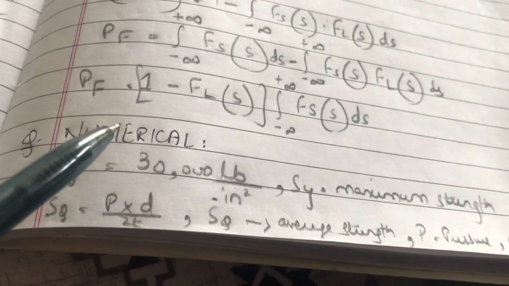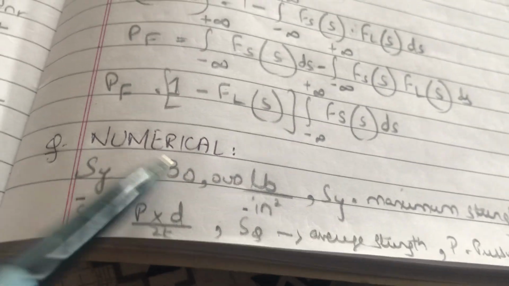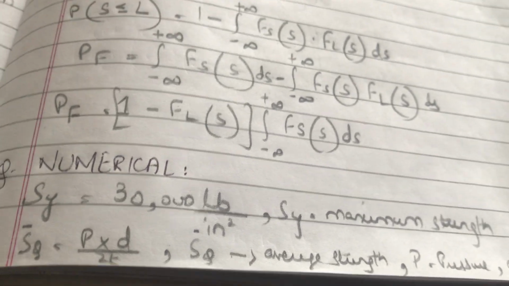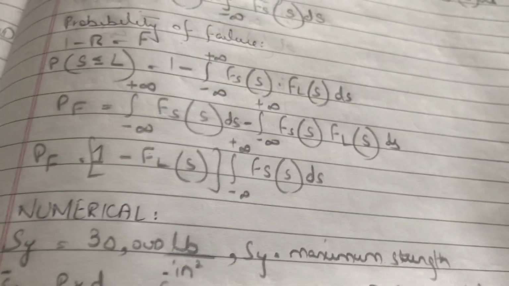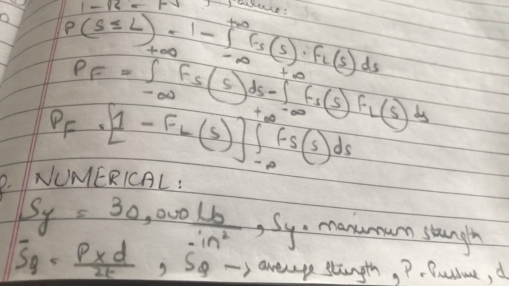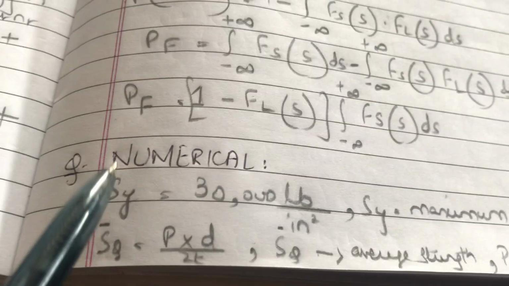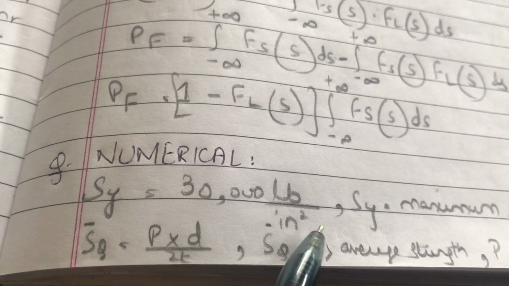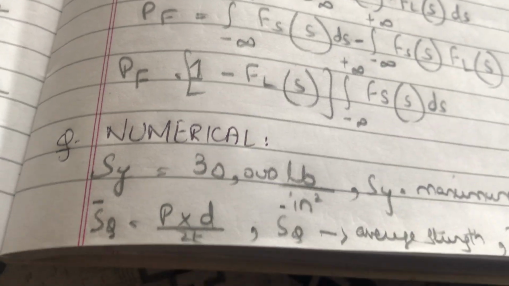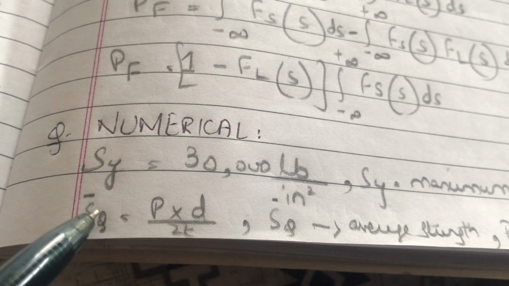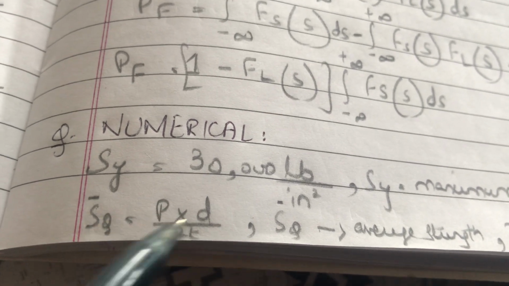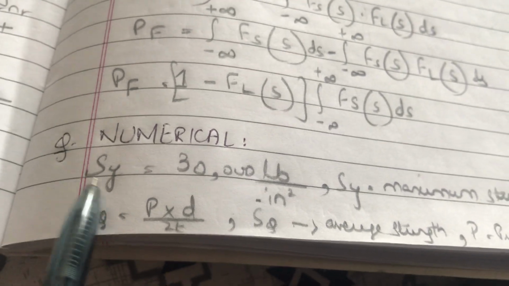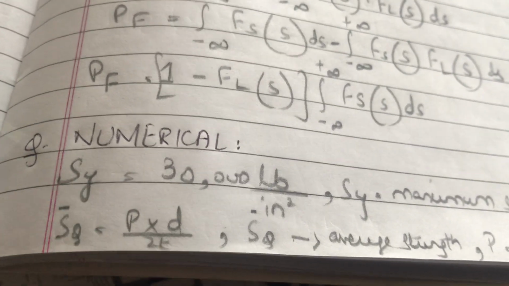And now we are going to do a numerical. This numerical is something different. We have SY as 30 lb over inch square. For SQ, we have a formula, that is P into D over 2T. And what are these terms? Now we are going to say what these terms are.